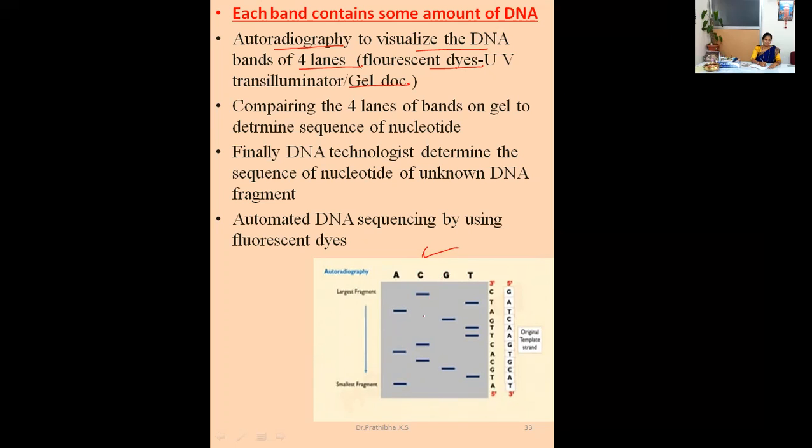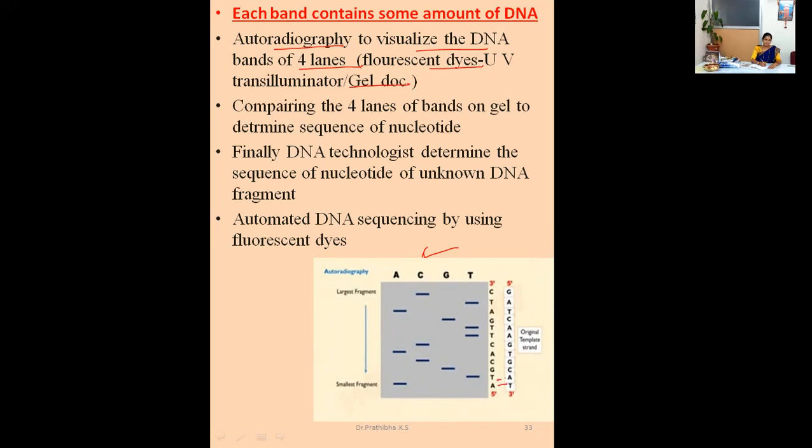Finally, technologists determine the sequence of nucleotides of the unknown DNA fragment. Nowadays, automated DNA sequencing using fluorescent dye is also available. So this is the DNA sequence that we determine through gel electrophoresis techniques after autoradiography, and this is the original template strand that we used in the beginning.